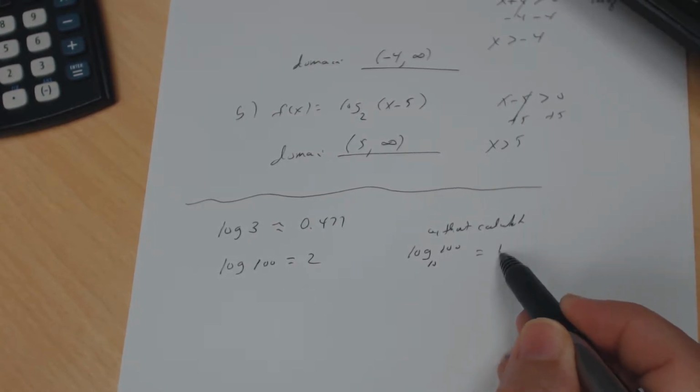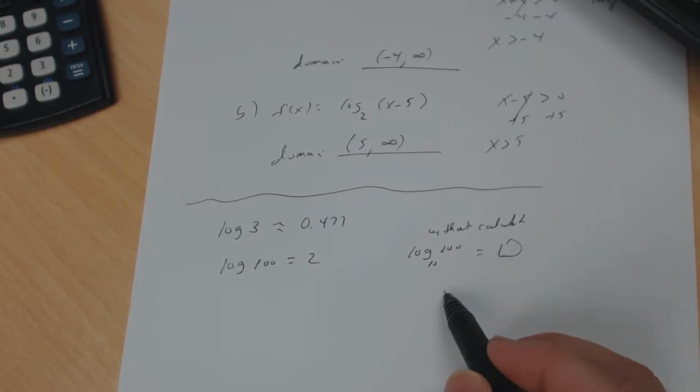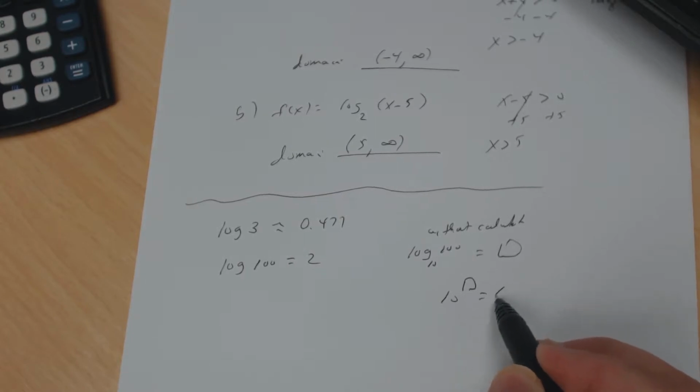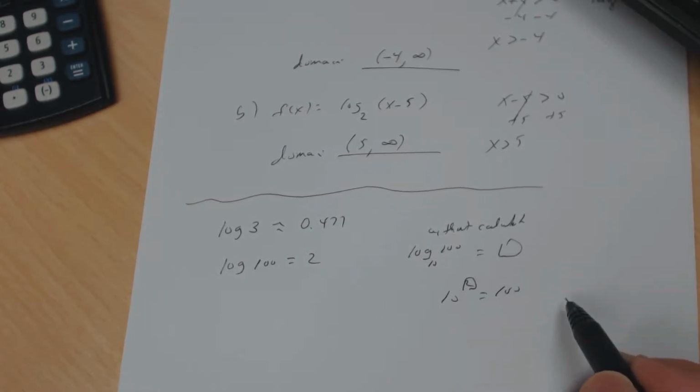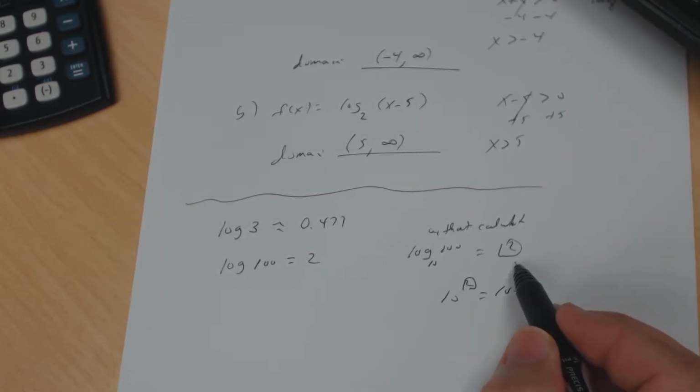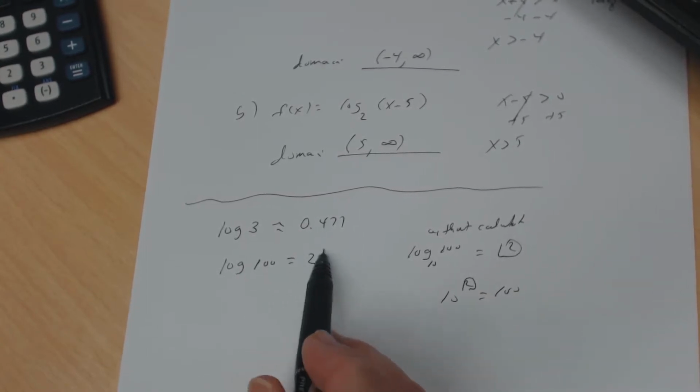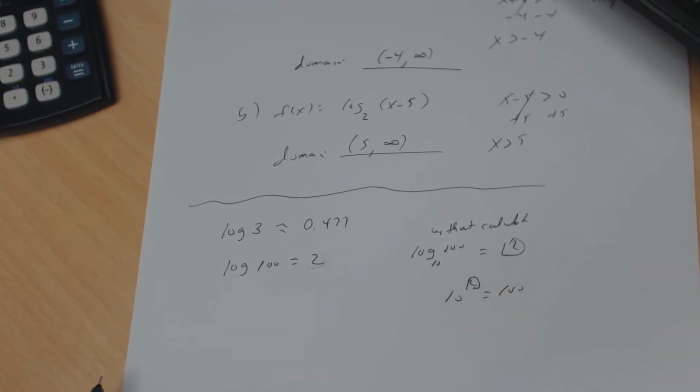Alright, so you're going to say equal box. You can change this to an exponential. So 10 to what power is 100? Well, the answer is 10 squared. So that's 2. Alright, well, that's the same thing as this. So this is 2, this is 2.